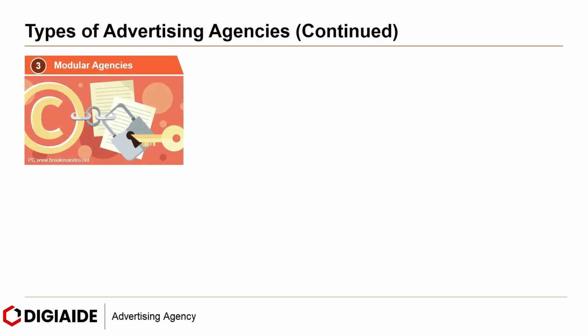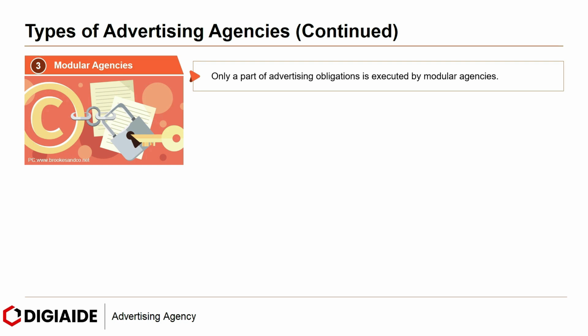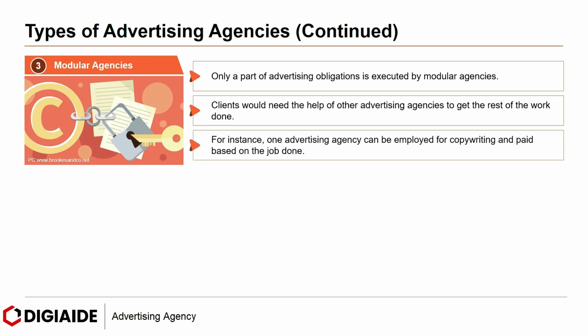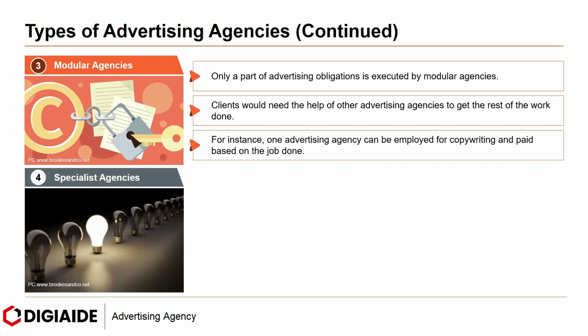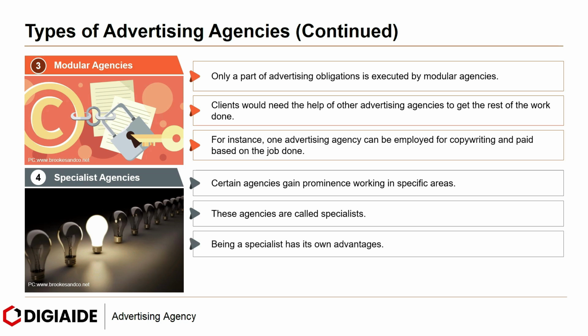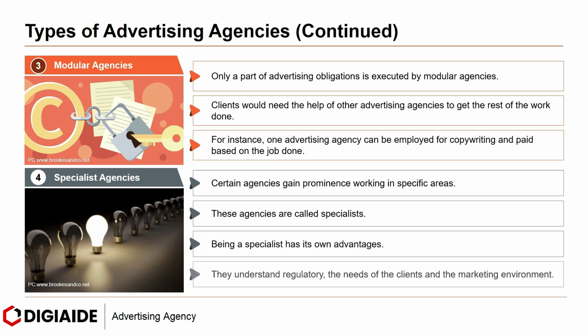Next, modular agencies. Only a part of the advertising obligation is executed by modular agencies. Clients would need the help of other agencies to get the rest of the work done. For instance, one advertising agency can be employed for copywriting and paid based on the job done. Fourth, specialist agencies. Certain agencies gain prominence working in specific areas. These agencies are called specialists. Being a specialist has its own advantages. They understand the regulations, the needs of the clients, and the marketing environment.